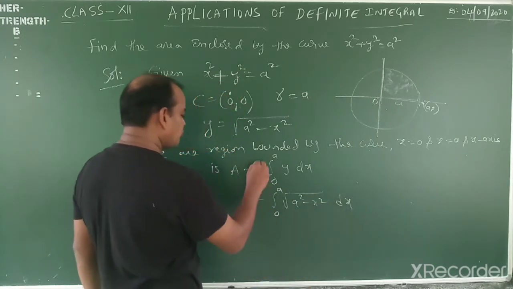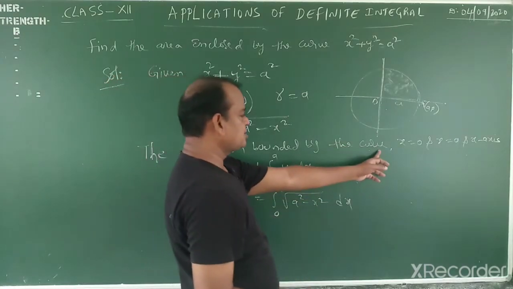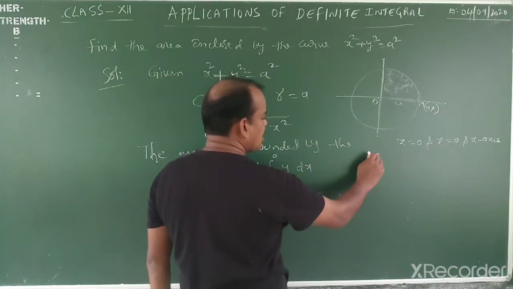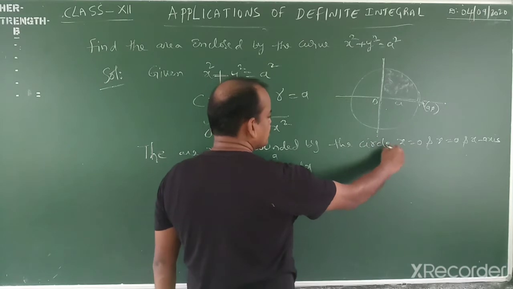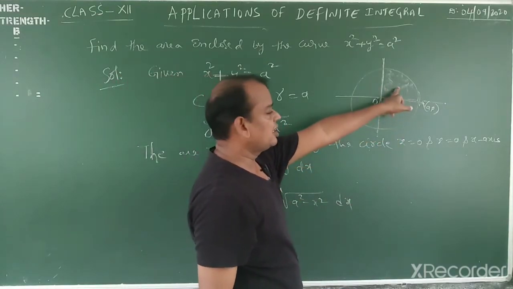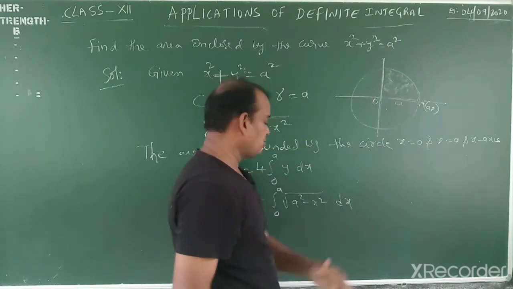Now we will take here 4. Here write, bounded by the circle. Circle means 1, 2, 3, 4. We will find the one area, and the area is multiplied by 4. Total area is equal to 4 into.